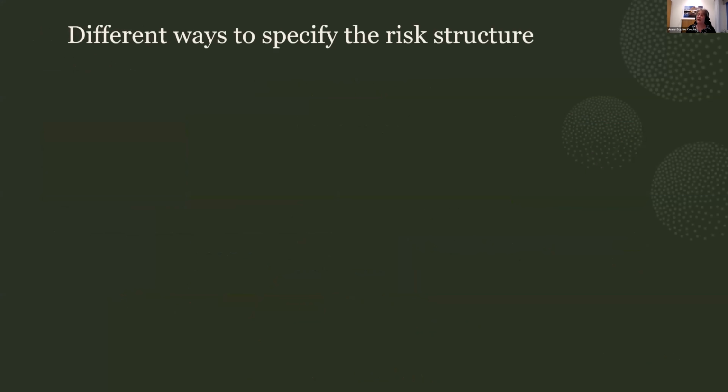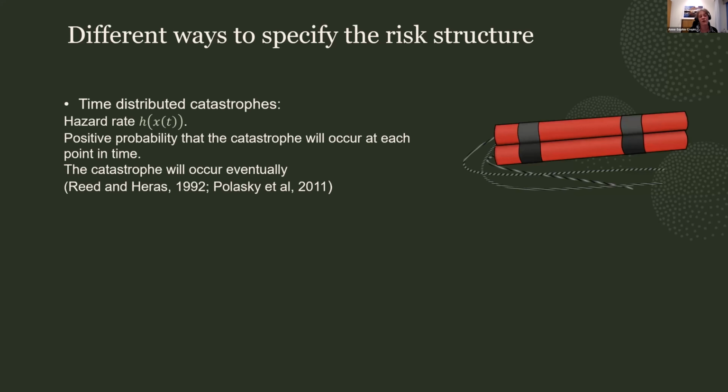Another element that has been studied a lot in economics is how to specify the risk structure when you have thresholds. And there are two main ways of doing that in the literature. One is what we call time-distributed catastrophe. So you have a hazard rate that shows the probability of a catastrophe happening at some point in time, and it's time dependent. In this situation, it's a bit like a dynamite with a fuse. You have a fuse that may be more or less long, but you know that once it's lit, it will explode at some point. You just don't know exactly when. And that's a way to model risk in this type of tipping point problem that is really pervasive.